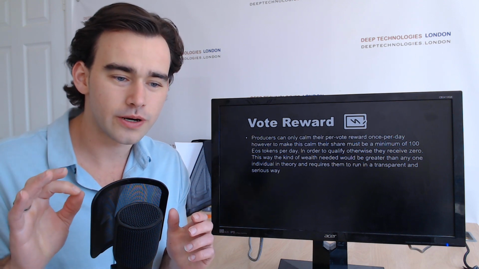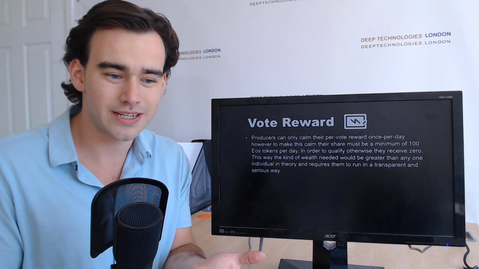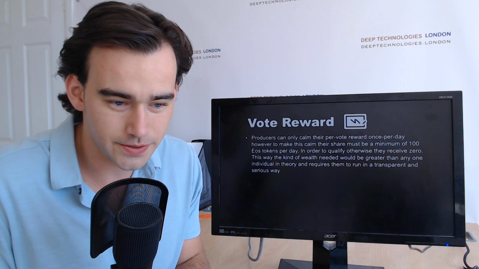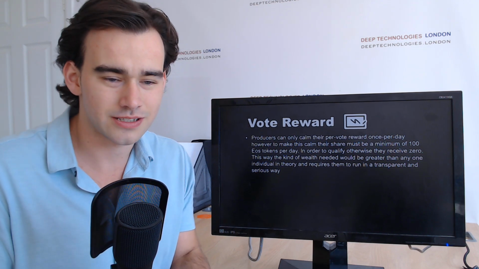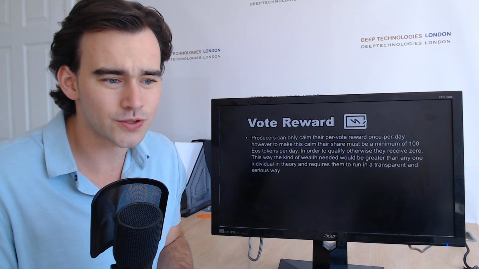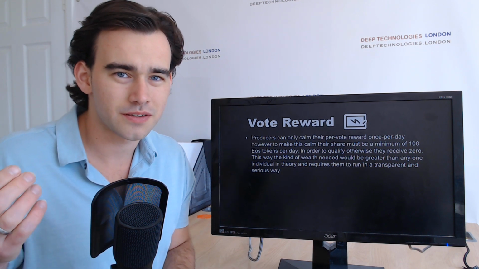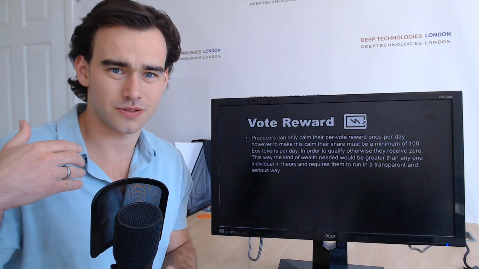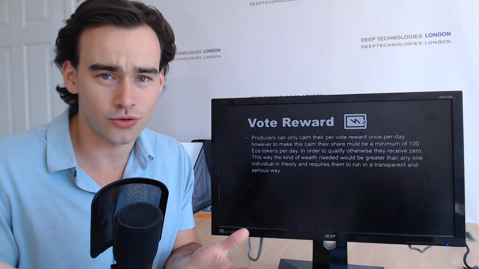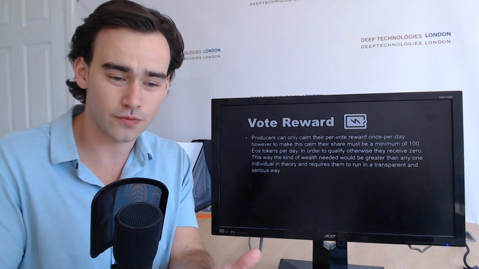This way the kind of wealth needed would be greater than any one individual in theory, and requires them to run a transparent and serious campaign, because you're going to need votes from third parties, because the presumption is in general no individual can afford to do that.